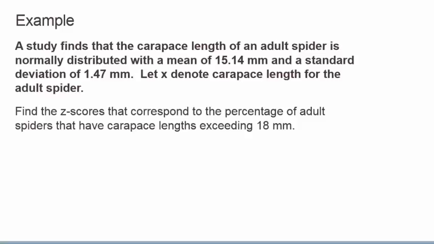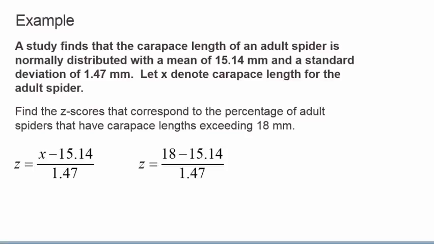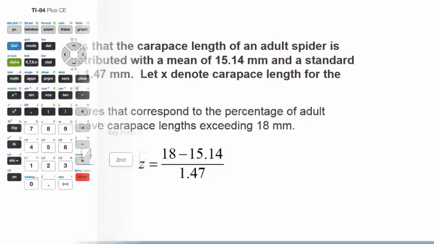Continuing with our example, find the z-scores that correspond to the percentage of adult spiders that have carapace lengths exceeding 18 millimeters. Starting with our standardized version of x, z equals x minus 15.14 divided by 1.47. I then substitute 18, which is z equals 18 minus 15.14 divided by 1.47.